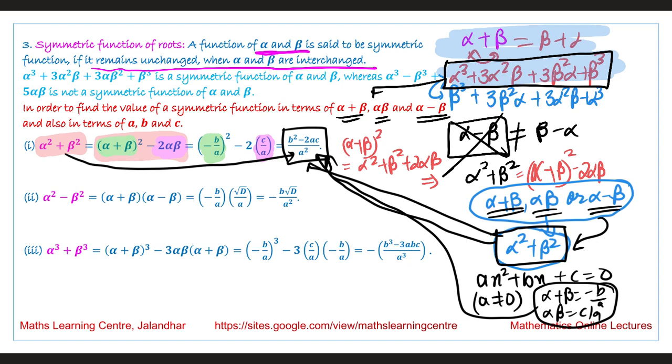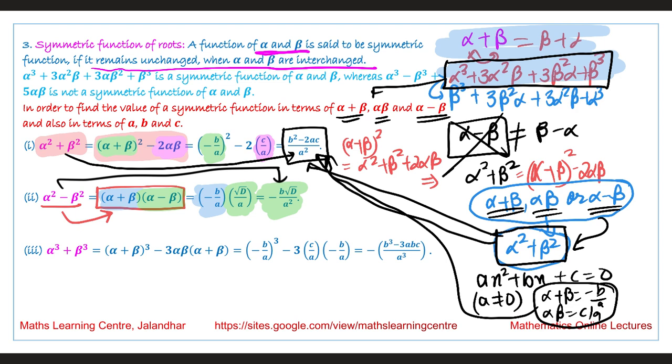Similarly, if we have alpha square minus beta square, we can write it as alpha plus beta into alpha minus beta. The value of alpha plus beta we have is minus b by a. The value of alpha minus beta we have is square root d by a. So the answer for alpha square minus beta square is minus b square root d by a square.